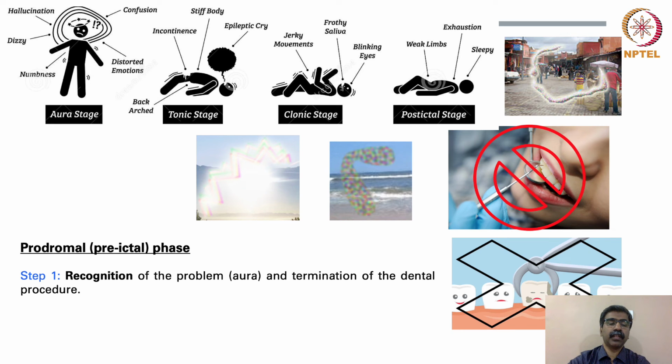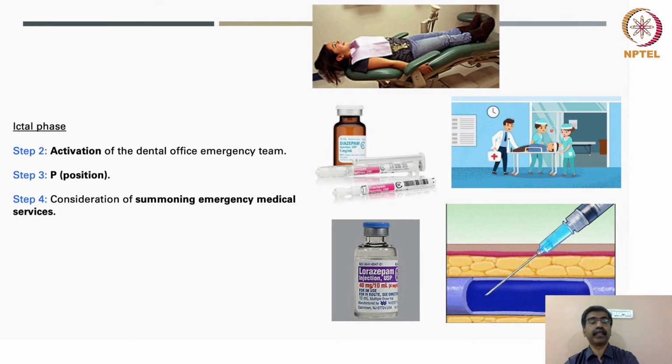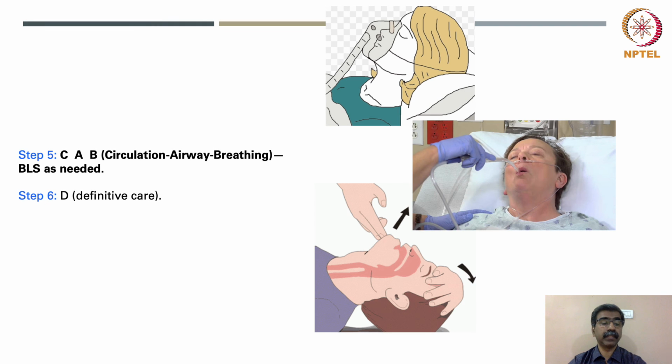In tonic-clonic, you have the prodromal or the pre-ictal phase, and the recognition of possible aura and termination of dental procedures should be done. And in the ictal phase, you activate the dental office emergency team and position the patient in the supine, legs elevated position, and consider summoning medical emergency services. Circulation, airway, breathing, and BLS if required.